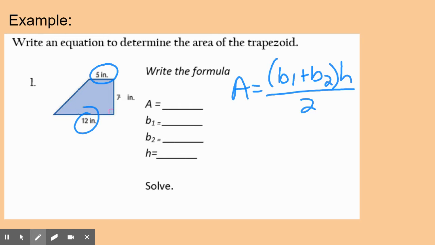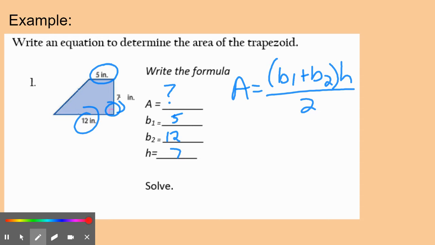The question asked, does it matter if I put 5 as base 1? No. You could put 12 as base 1 if you wanted. As long as you identify that they're both bases, it's okay. It does not matter which one is which. So in this situation, let's use base 1 as 5, base 2 as 12. And for my height, I'm going to look for that 90-degree angle. So 7 is going to be my height, which means we are looking for the area.